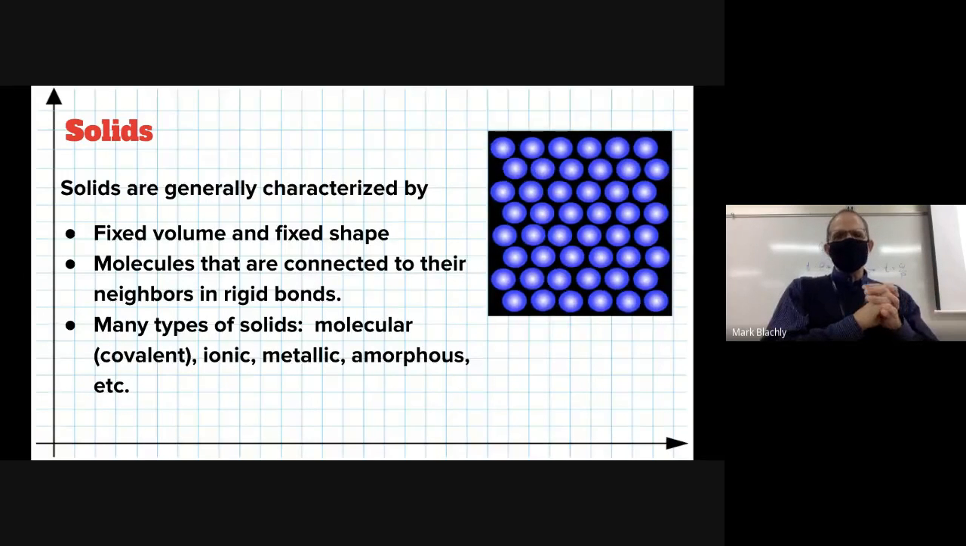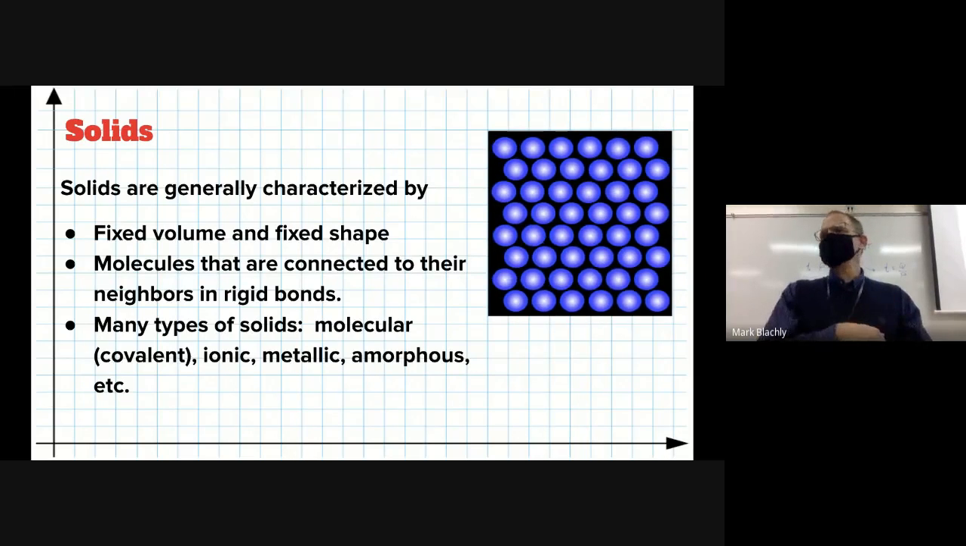So here's what we know about solids. Okay, solids are generally a fixed volume and a fixed shape because the atoms can't move relative to their neighbors. So they have a fixed shape. Molecules are connected to their neighbors with pretty rigid bonds. You can think of them being connected by like little springs holding them together between the atoms. They can move, but they can't go anywhere else. They can just vibrate, okay?